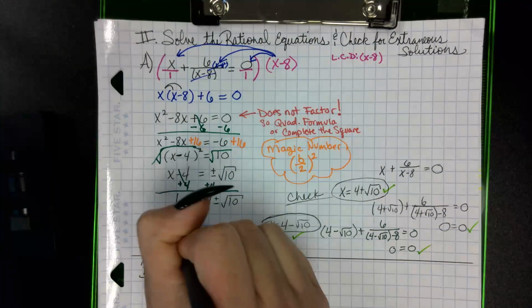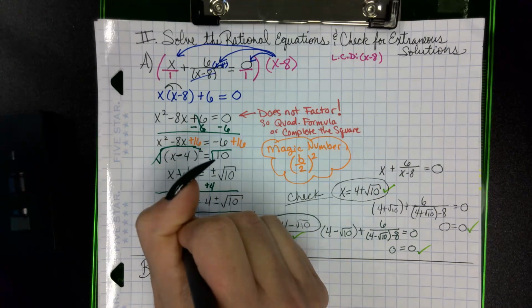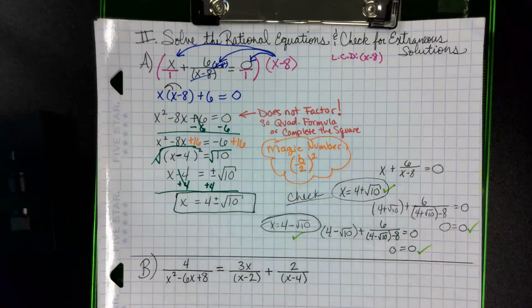So then we know that is actually the answer. x equals 4 plus or minus square root of 10. Both of them, there's two solutions.